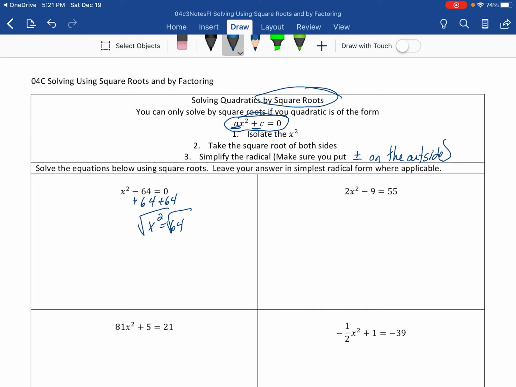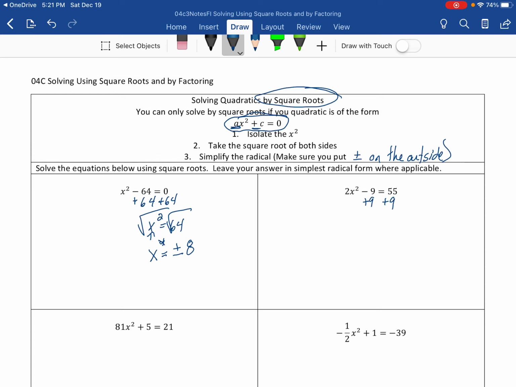Now, what you're going to end up doing is taking the square root of each side, but you have to remember that there are two possibilities for this number right here. I could plug in positive 8 or I could plug in negative 8. And so my answer is actually going to be plus or minus 8. Okay, so don't forget this. Don't forget your plus or minus. You have two solutions. And we'll talk about the reasoning behind that.